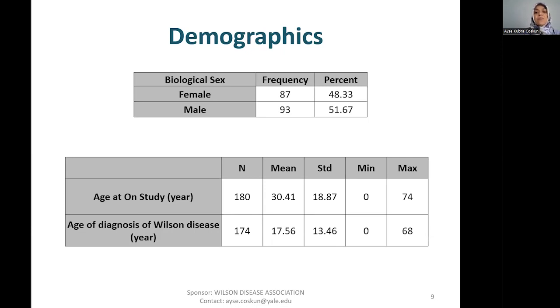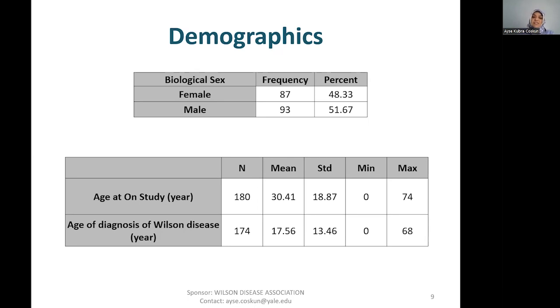Currently, male to female ratio in our study is about 51% to 48%. And the youngest patient who participated in our study was 3 months old, whereas the oldest patient was at age 74. The mean age for the participants was 30 years. Our participants were diagnosed at different stages of their lives. Their age of diagnosis ranged between at birth to 68 years, with the mean diagnosis age of 17.5 years.